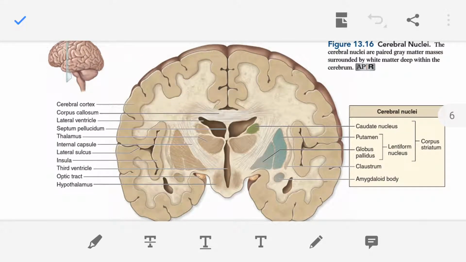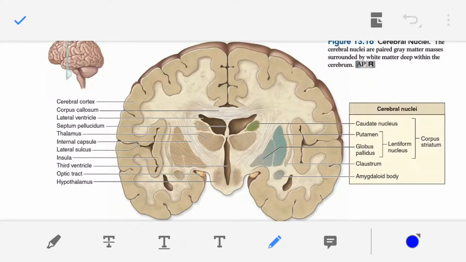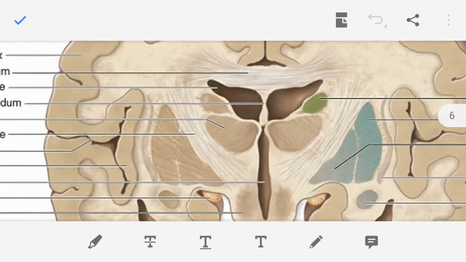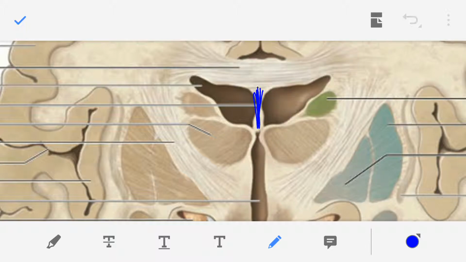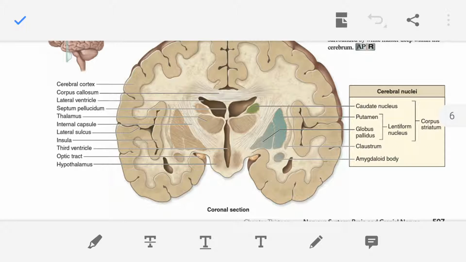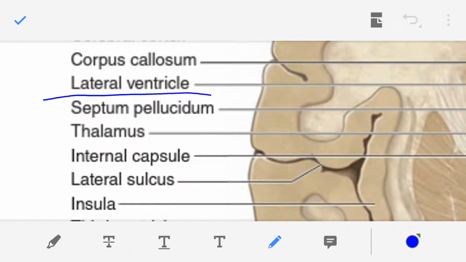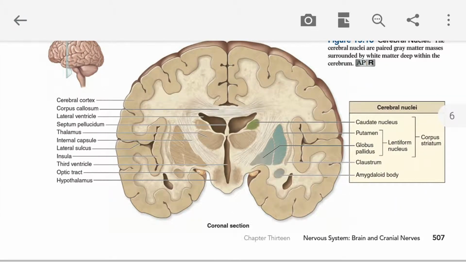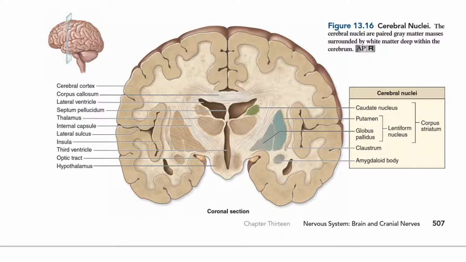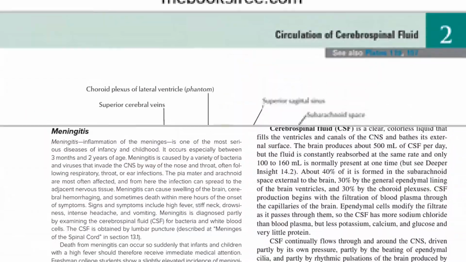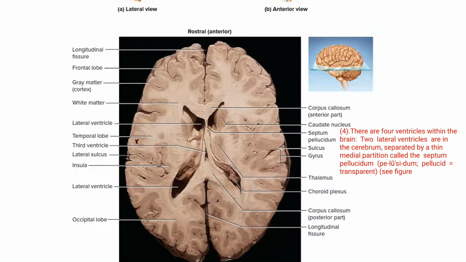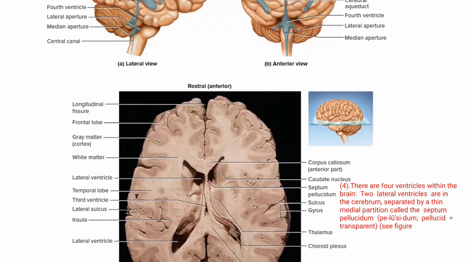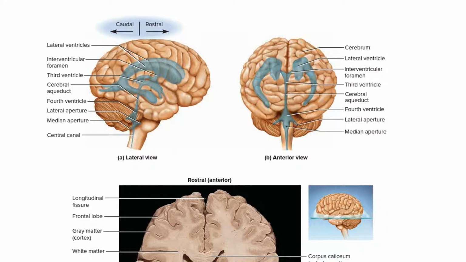In this figure also, the lateral ventricle, the lateral ventricle, and between these two lateral ventricles the septum pellucidum is present. You see this figure. Now the fifth point. Before we discuss the fifth point, observe this figure also.